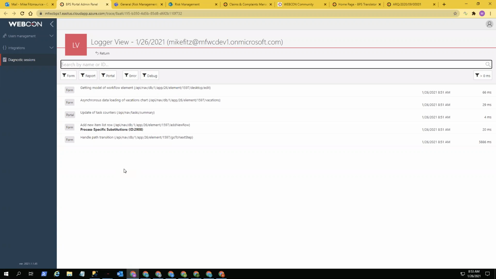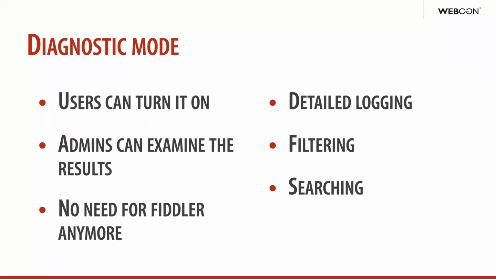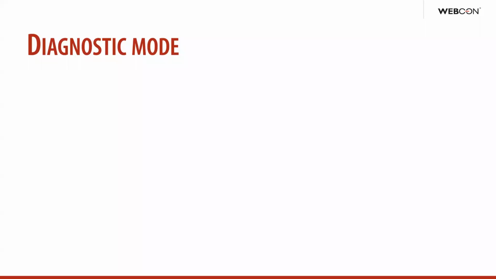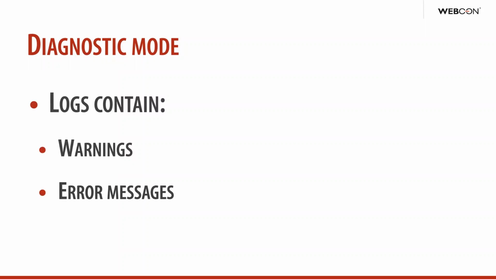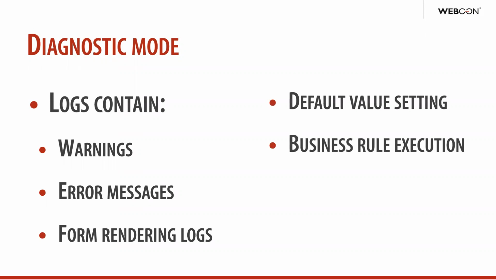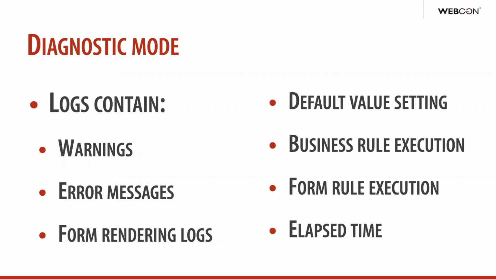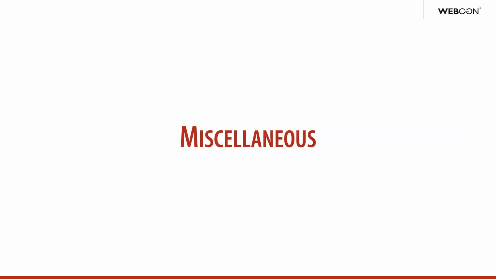Oh, you also don't need to correlate this information with, if this were Fiddler, you would be trying to correlate what was happening in HTML and JavaScript to what's actually going on in your application. Here, everything is already tightly coupled. It's really, really nice. Let's see. Impact on this for you. The logs contain warnings. The logs contain error messages. The logs contain form rendering information, default value settings, business rule executions, form rule executions, elapsed time, everything. You can have a lot of fun with this. All right, let's move on.